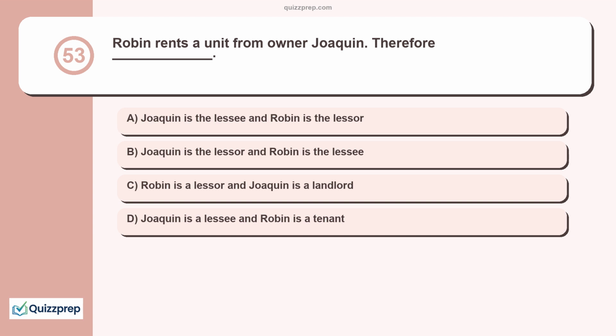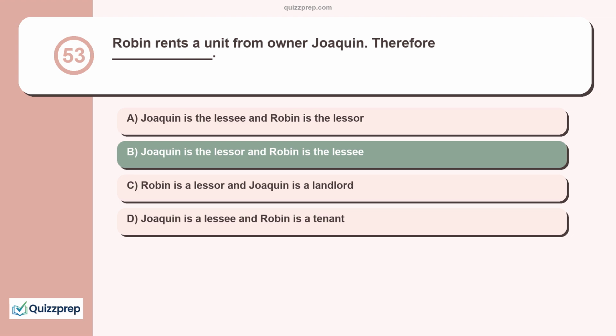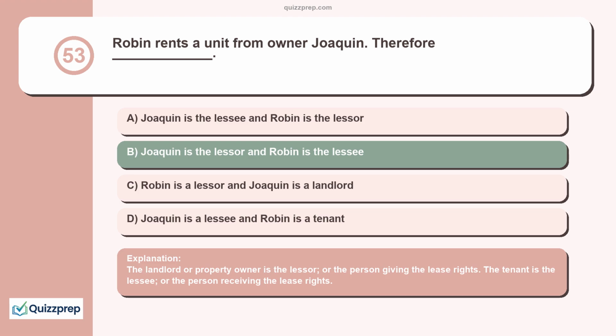Question 53. Robin rents a unit from owner Joaquin. Therefore, Joaquin is the lessee and Robin is the lessor. Joaquin is the lessor and Robin is the lessee. Robin is a lessor and Joaquin is a landlord. Joaquin is a lessee and Robin is a tenant. The landlord or property owner is the lessor, or the person giving the lease rights. The tenant is the lessee, or the person receiving the lease rights.